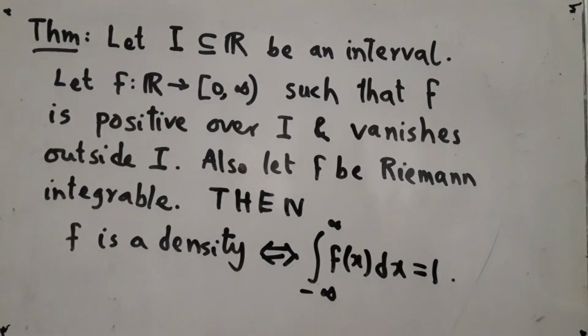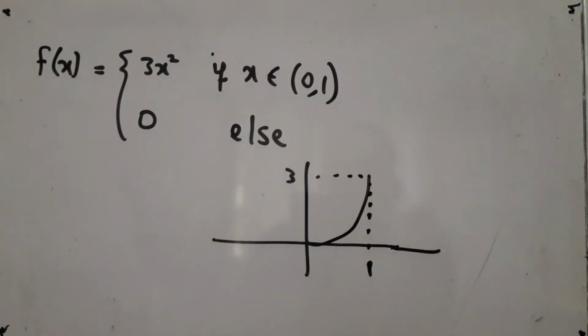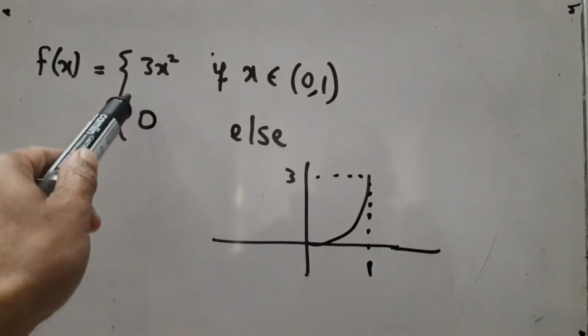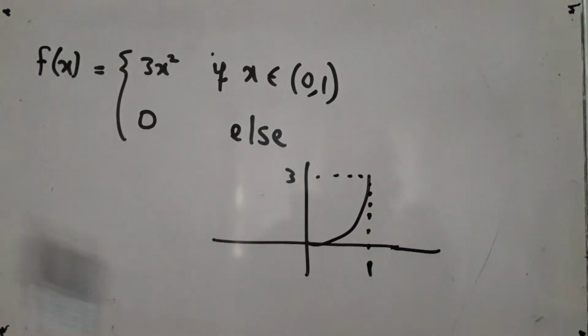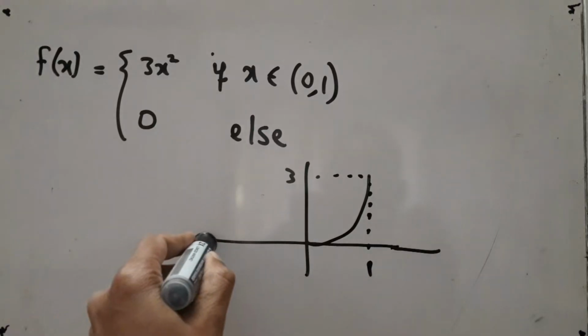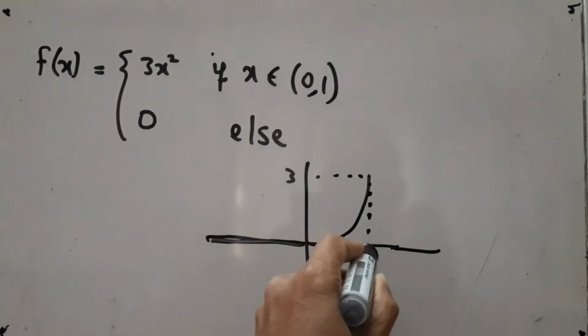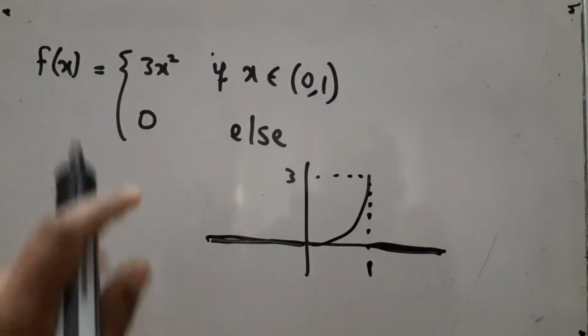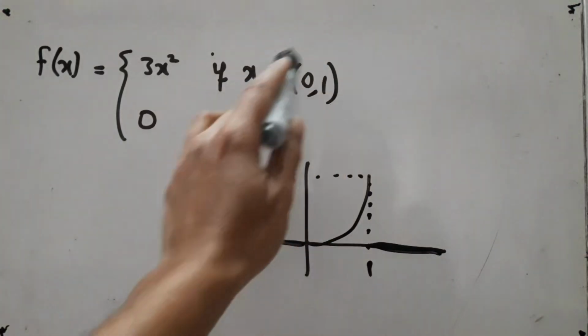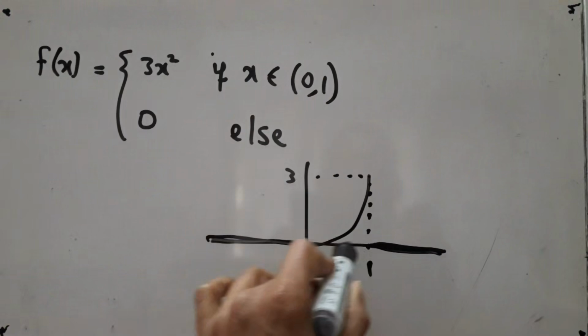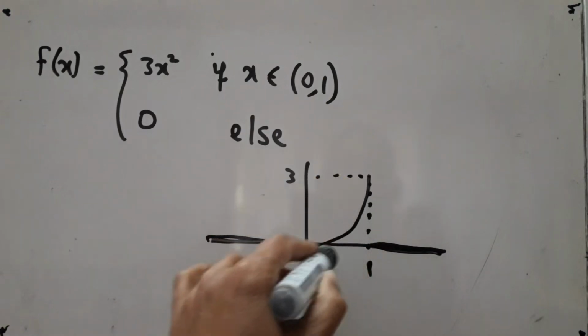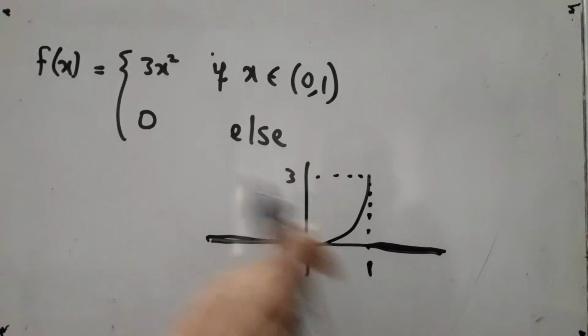Now we shall prove this soon, but first let's take a look at some examples. Our first example is f(x) equals 3x squared if x is in 0 to 1, and 0 otherwise. The graph looks like this. You must understand that f(x) is always defined over the entire R. So the graph actually extends like this and this. In this case, our supporting interval is this [0, 1]. This is our supporting interval, and it is just here. And I have said 0 elsewhere.